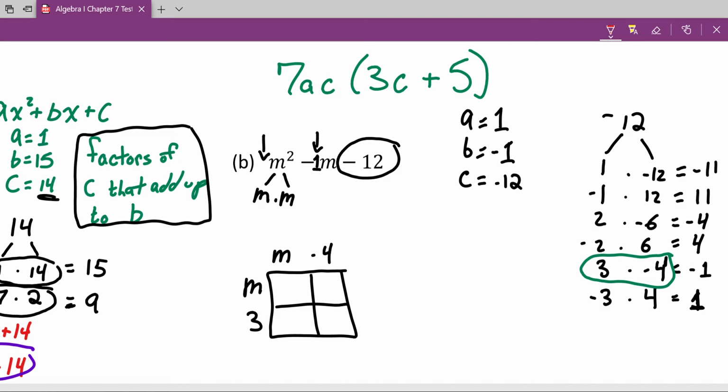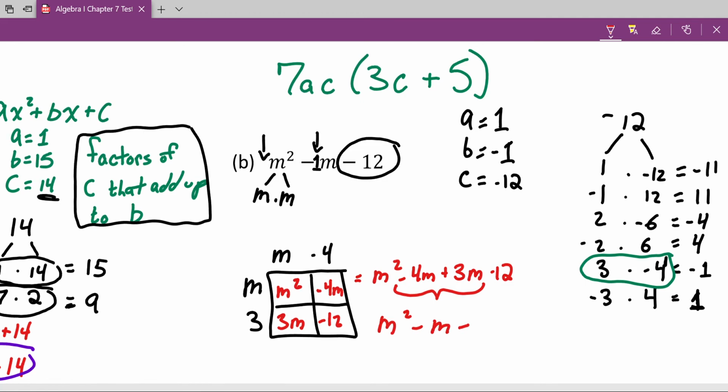And check your work. Always check your work. M times m is m squared. -4 times m is -4m. 3 times m is 3m. 3 times -4 is -12. And if I write this out, I know it's going to be m squared minus 4m plus 3m minus 12. Combine any like terms. -4m plus 3m is just -1m, or simply -m, minus 12.